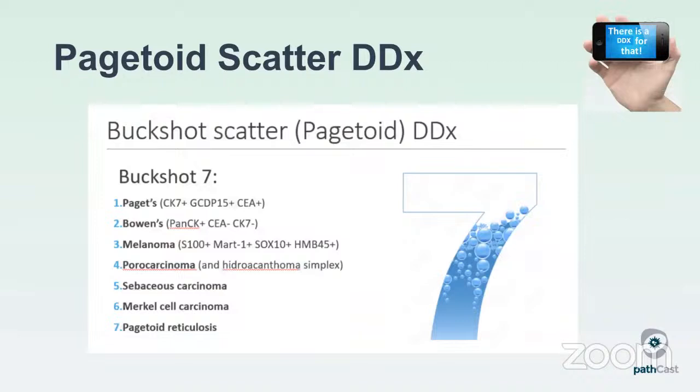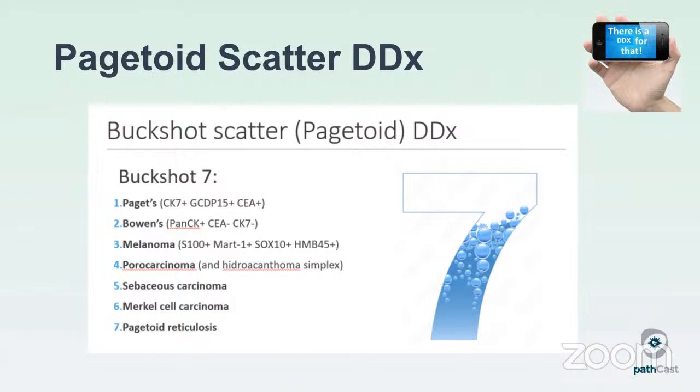There is, of course, a differential for that as well. So when we see pagetoid scatter of cells in the epidermis, I think of the buckshot seen here. Paget's disease, Bowen's disease can be pagetoid. Melanoma, specifically superficial spreading melanoma, has a very pagetoid appearance. Porocarcinoma and its benign equivalent hidroacanthoma simplex.